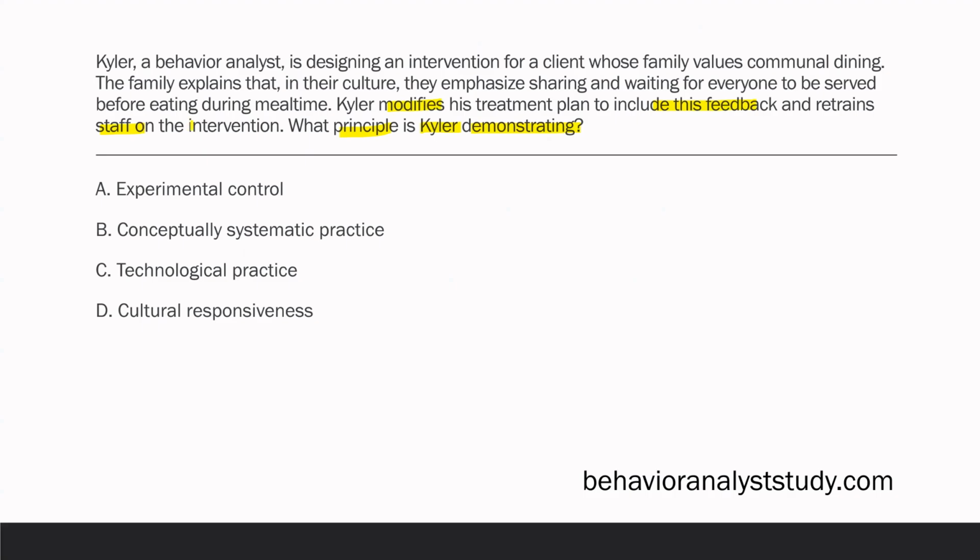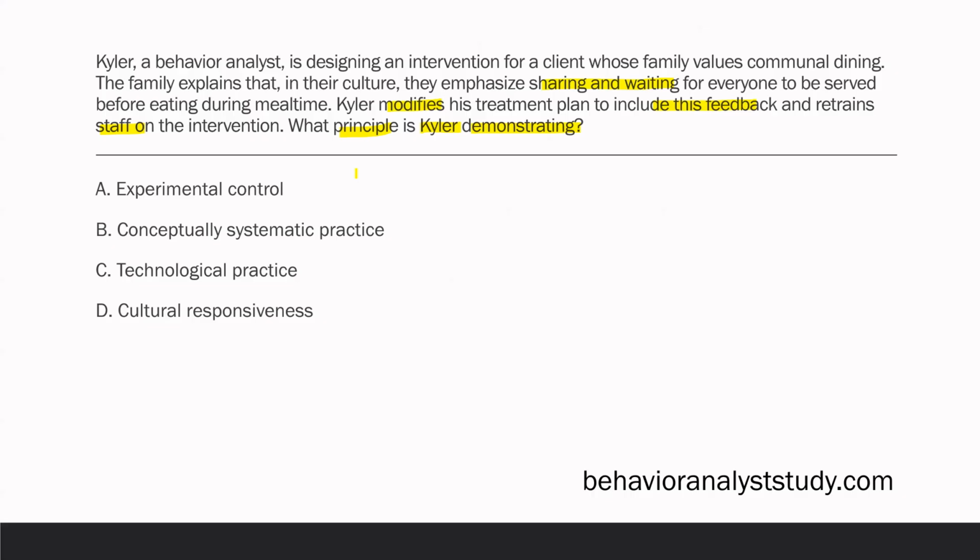What feedback was Kyler given? Well, he had an intervention for a family who has cultural values that emphasize sharing and waiting before mealtime. So Kyler implements this cultural feedback into his treatment plan and then puts it into the intervention. What principle is exemplified by what Kyler has done? A, experimental control. We haven't even started the intervention yet, so there's no way to know if experimental control does or does not exist. Kyler is simply in the planning and training phase.